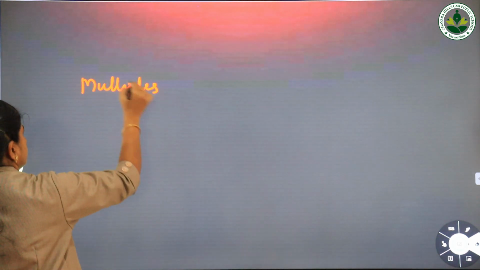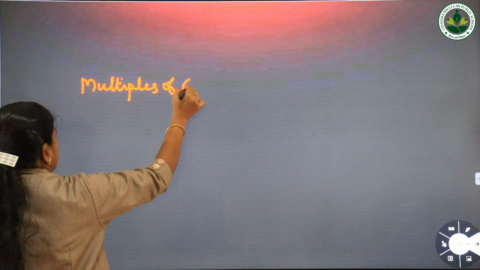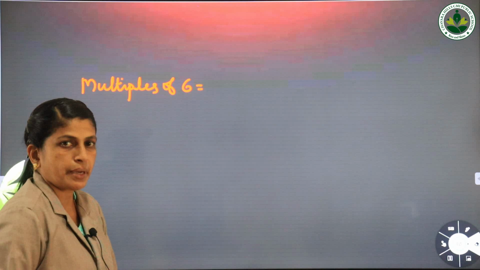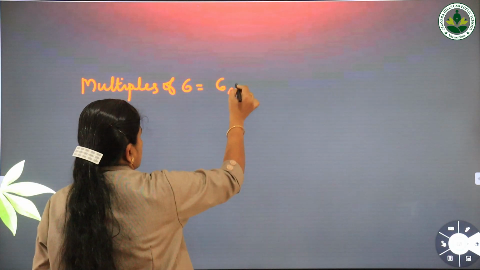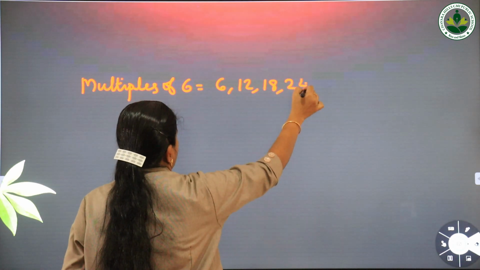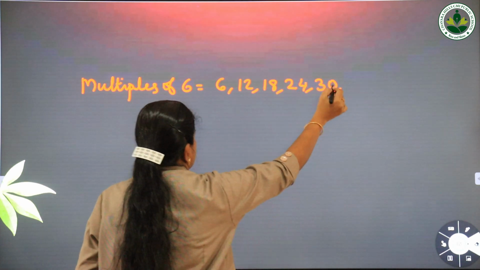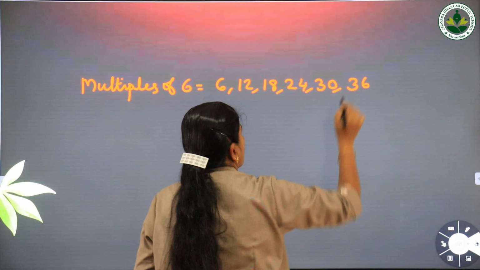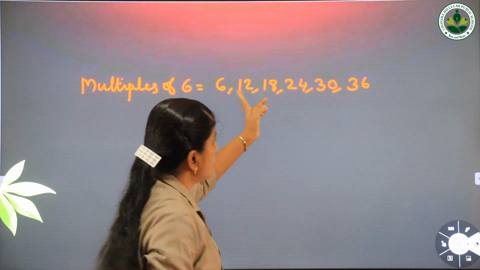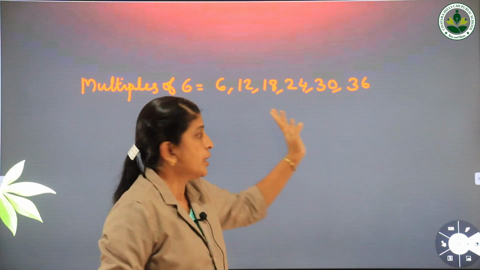Now you can find the multiples of 6. Just write the multiplication table. Multiples of 6 means 6 1s are 6, 6 2s are 12, 6 3s are 18, 6 4s are 24, 6 5s are 30, 6 6s are 36. These are all multiples of 6. These are the first 6 multiples of 6.